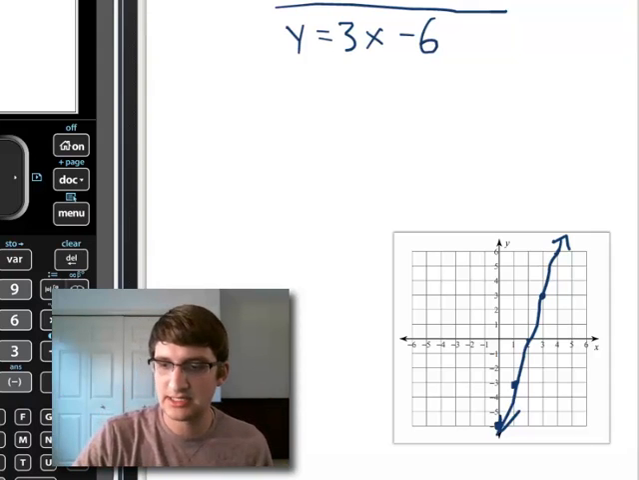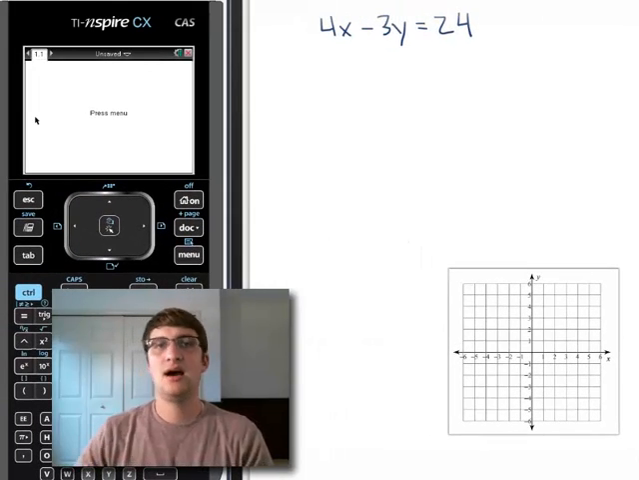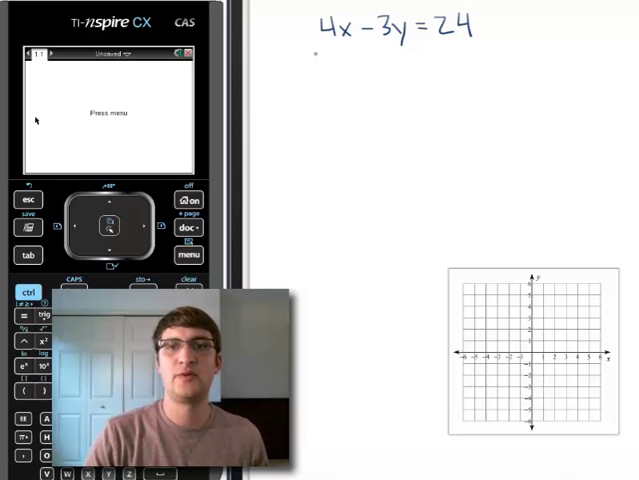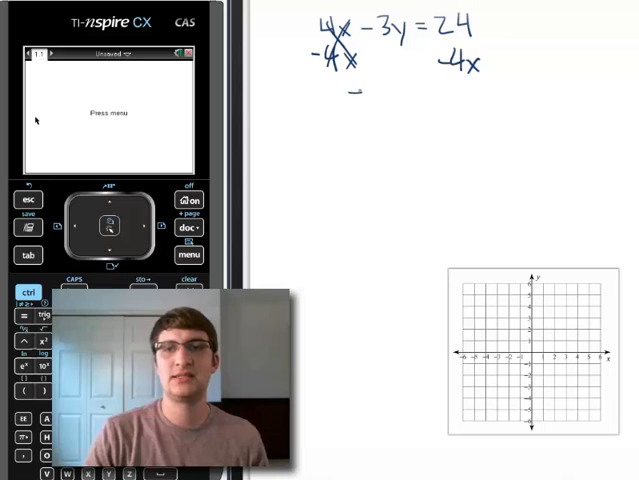Alright, let's go on to the next equation. The next equation is a little bit more challenging, but let's start by moving the 4x to the other side. I'm going to do that by subtracting 4x on both sides. And again, I want my slope and my x first. So when I rewrite this, I'm going to have negative 3y equals negative 4x plus 24.